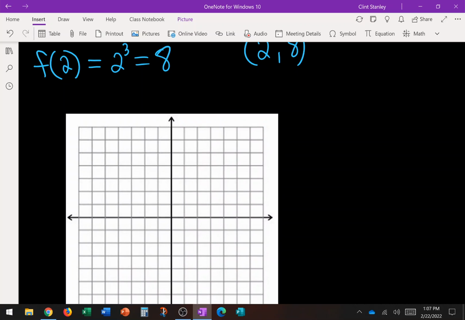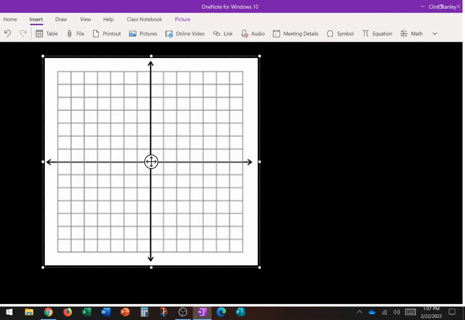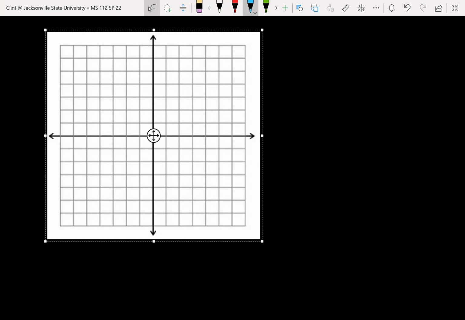I don't know if my graph paper is this big or not. I might have to make do. Okay, so we said -2, -8. So -2, 1, 2, 3, 4, 5, 6, 7. So that would be like down here somewhere. -1, we'll have -1. 0, 0's on there. For 1, we had 1. And for 2, we had 8.